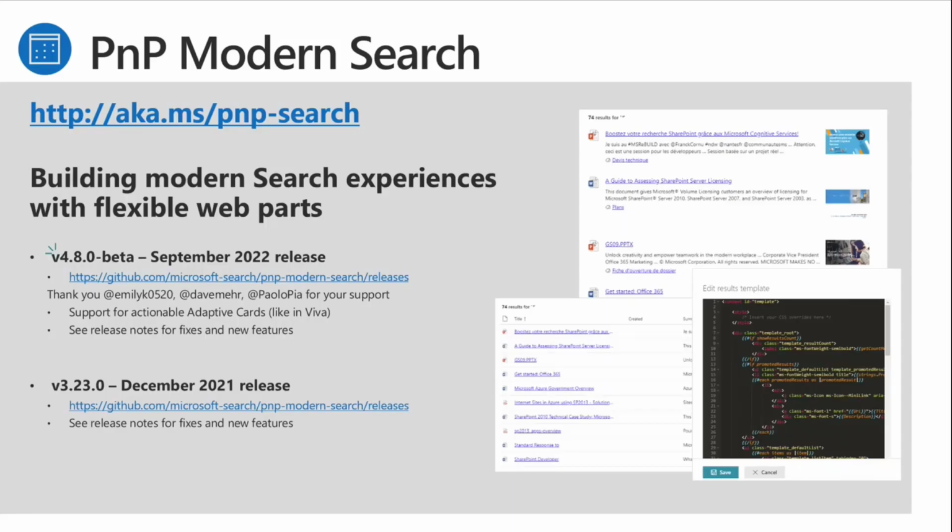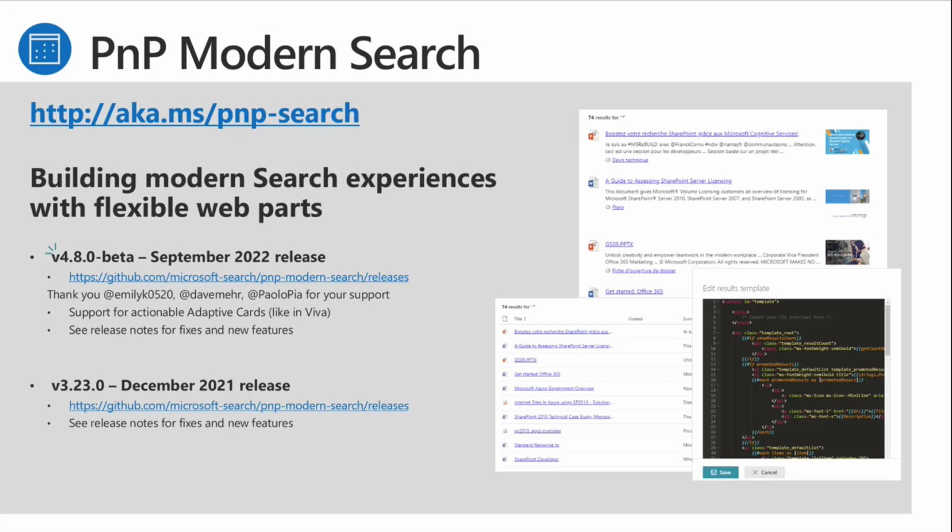We now have the version 4.8 beta. In that one, there are some nice improvements, like, for example, the support for actionable adaptive cards in the search results. So you were already able to use the adaptive cards to render the output of the search results, but now you can also make those cards interactive and actionable, so you can click on them and start custom actions, like it happens in Viva cards.